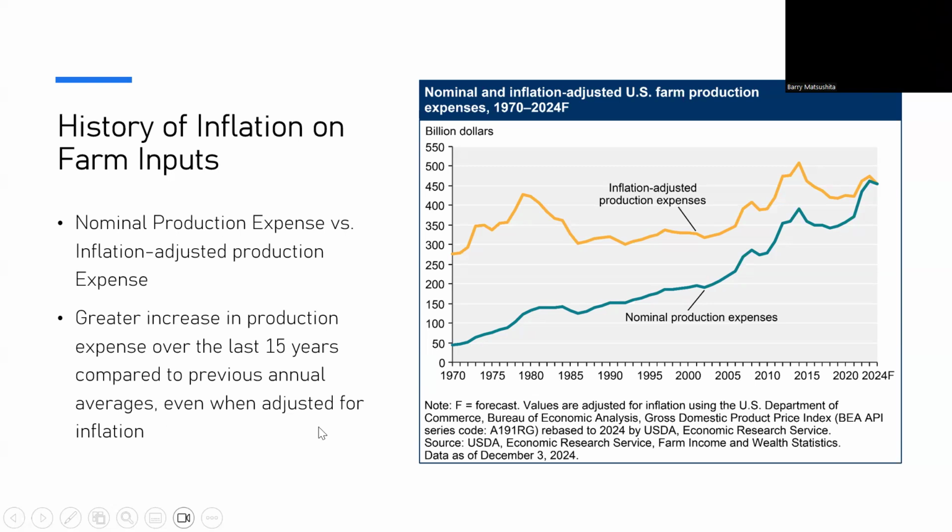And if we look at the inflation adjusted production expenses, it actually doesn't fluctuate as much as the nominal production expenses, except for once again in the last 15 years because expenses are increasing, and in the 1980s when we had the farm crisis.